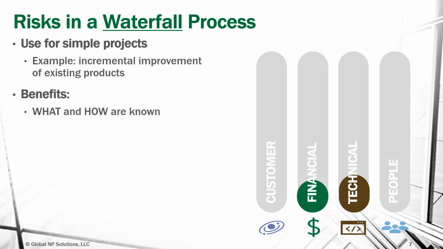So in the figure, we see that financial and technical risk are low, meaning that the requirements uncertainty of what we want to do is low and how we want to do it is low. We understand the financial benefits also because this is an incremental improvement of an existing product typically.